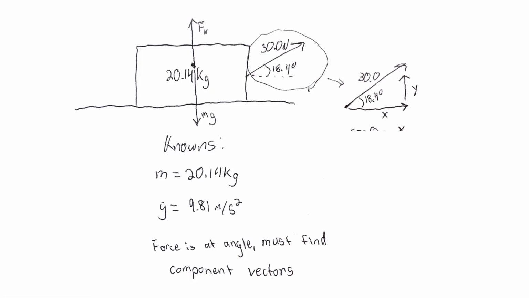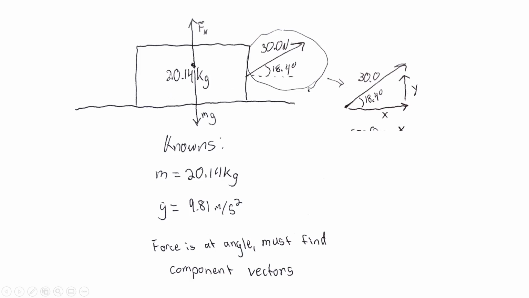So the first step when it comes to this problem is you always redraw the problem with your own take on it. I think that redrawing the problem makes sure that you understand what's going on, and with any of these force problems, you should be writing out your work. So this is a good place to get started. Another thing that is really important to do is write out everything that you know. So we know that the mass is 20.14 kilograms. We know that the gravitational acceleration is 9.81 meters per second squared. And we know that the force is acting on it at an angle, and we must find the component vectors.